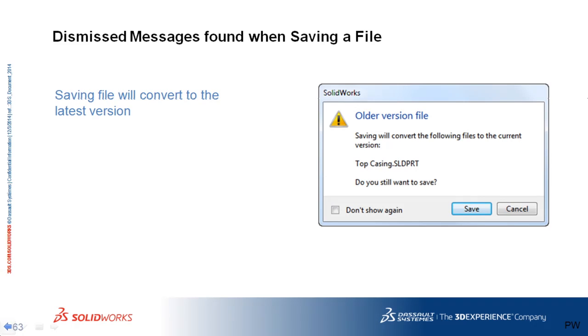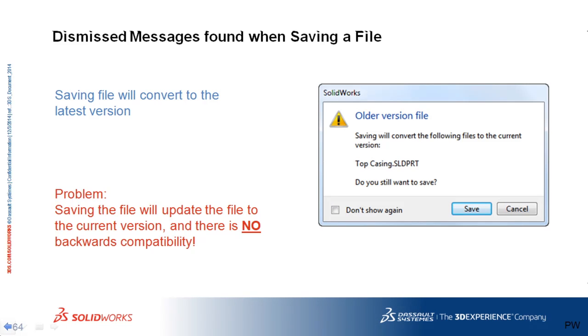This one also is pretty self-explanatory. Saving the file will convert to the latest version. Again, the problem if you dismiss that message is you could overwrite files if you need it to be backwards compatible or share files with someone else that has that current version and not the latest version. Then it could be a problem. And 2015 has no backwards compatibility with 14. Correct.